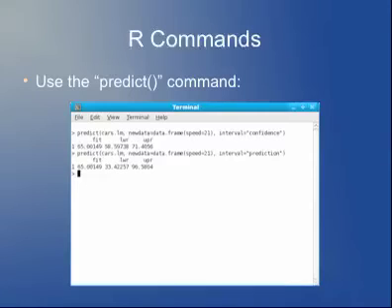Note that we added new parameters here where we say interval equals confidence or interval equals prediction. If we don't specify this interval parameter, it gives the predicted value of y and leaves it at that. It doesn't give you any type of confidence interval. But if you say interval equals confidence, then it gives you a 95% confidence interval for the mean predicted value of y. If you say interval equals prediction, that gives you a 95% confidence interval for the predicted value of an individual observation.